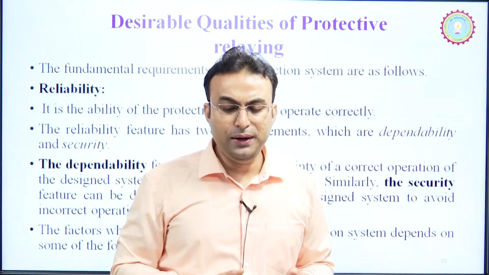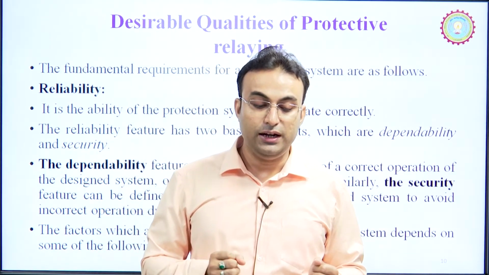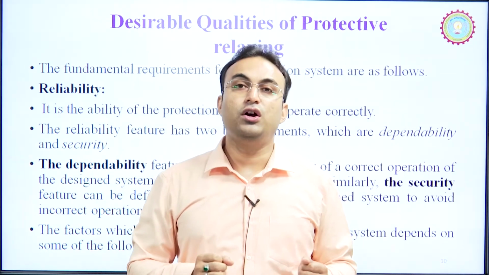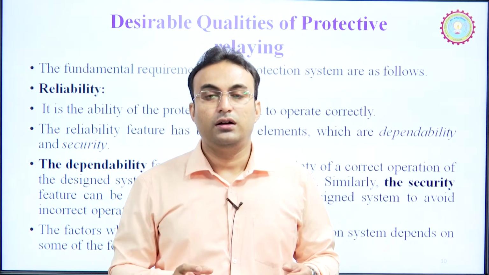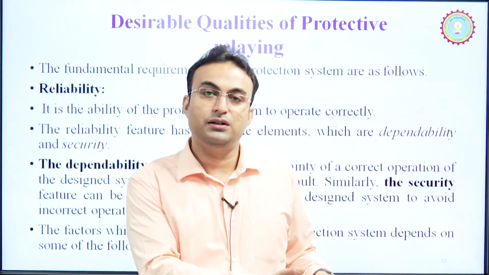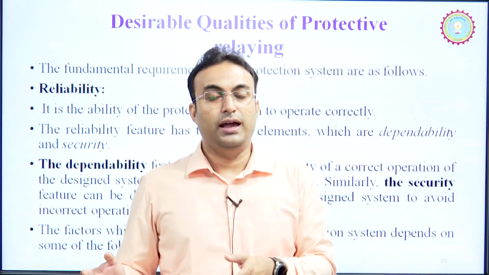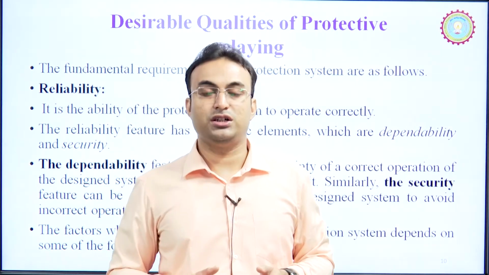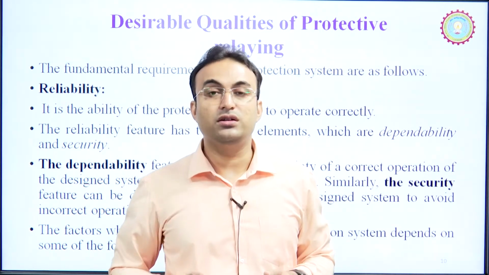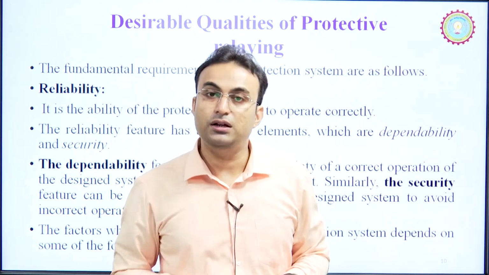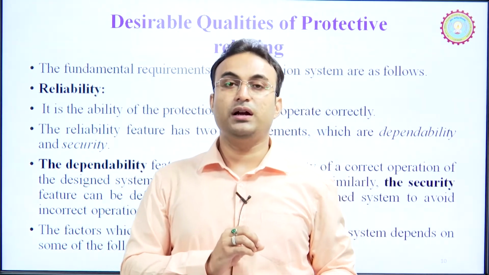The second property is security. The security feature can be defined as the ability of the designed system to avoid incorrect operation during the fault. So, we want to avoid incorrect operation during the fault. We don't want a fault to occur in one section but the circuit breaker of another section to operate, with some time mismatch. We don't want this condition. That is why this is called the reliability of the system. The system will be highly reliable so that the appropriate circuit breakers, a minimum number of them, will operate at a particular time.